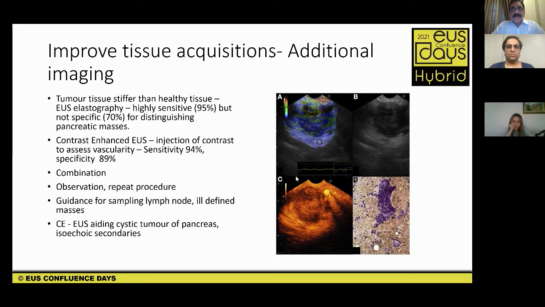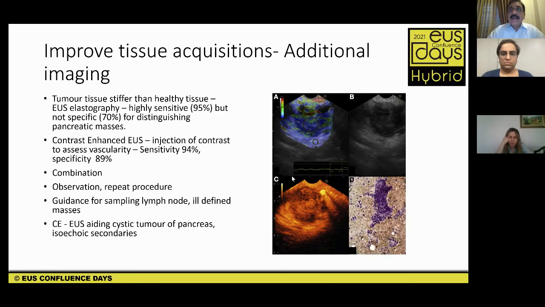We can use certain additional studies which are available to improve the tissue outcomes. One of them is tissue elastography, where malignant tissue is stiffer than healthy tissue and helps us to differentiate between a malignant and a non-malignant tissue, and contrast enhanced endosonography, which can tell us the difference between a pseudocyst and a cystic tumor of the pancreas when there is a doubt, or when there are isoechoic secondaries present in the liver or on the liver surface or in the peritoneum, then probably these things can be targeted well. Contrast enhanced EUS can also guide us regarding the sampling of the lymph nodes, which lymph nodes to be targeted, and ill-defined masses, which can happen fairly commonly in pancreatic tissue.